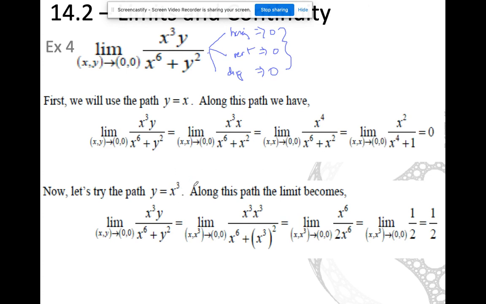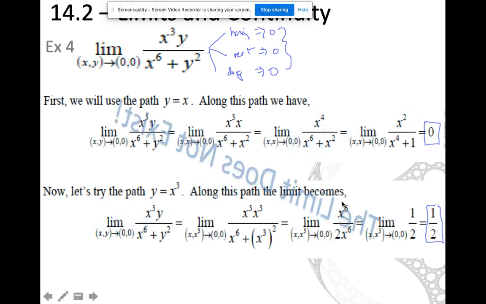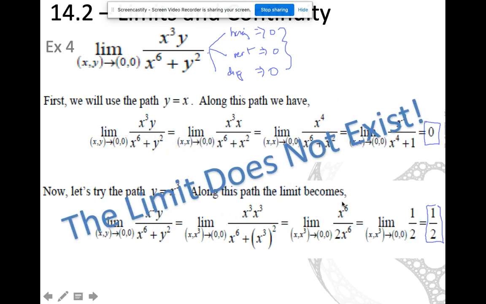Let me not make it exactly straight. So I picked x cubed. And again, that's just experience. You could try x squared too. But notice, I made sure that my powers got high enough to cancel out, so that I ended up with something that wasn't 0. And once I have two limits that are not the same, I can say the limit does not exist.